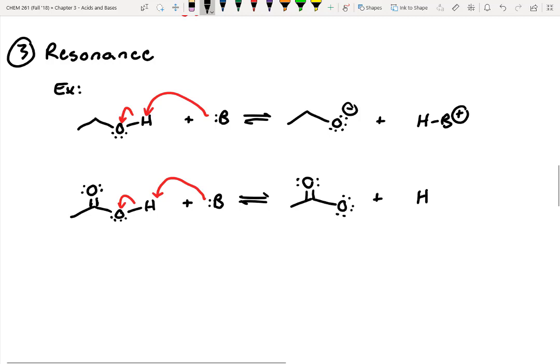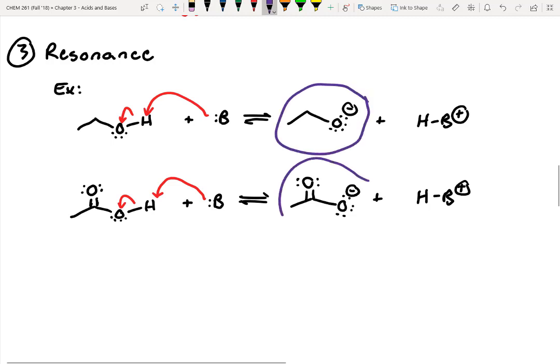Plus our conjugate acid. I forgot my negative charge right there. All right, so just like we were doing before, we're going to compare the conjugate base for each of these two competing acid base reactions and determine which one's more stable. And as you can tell by the name of the section, the one with resonance is going to be more stable. So what we can do is draw out the resonance structure for this bottom one.